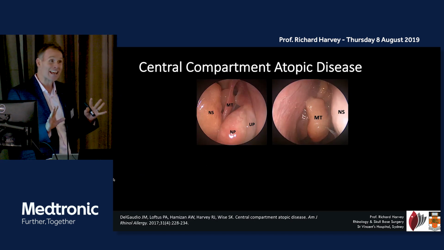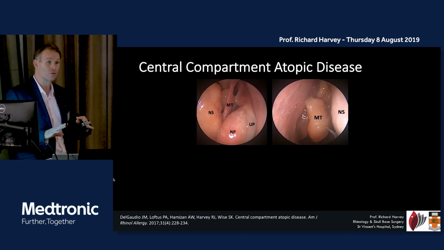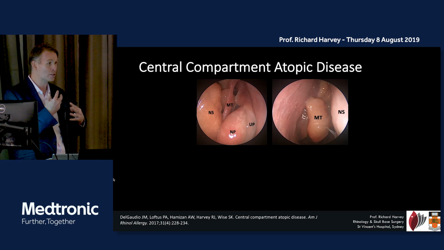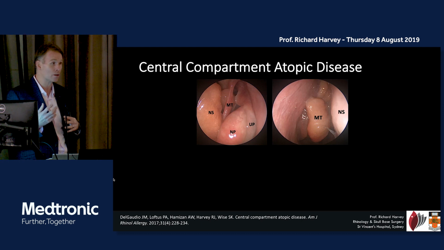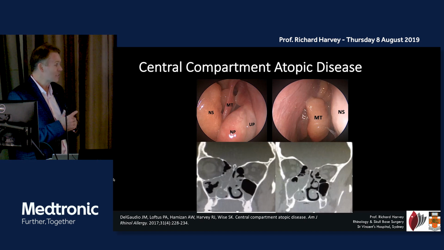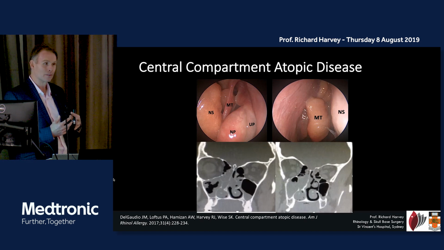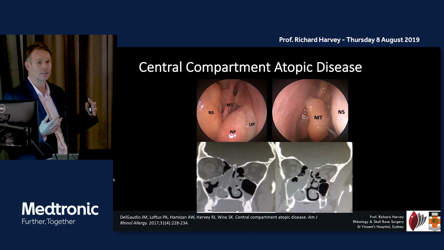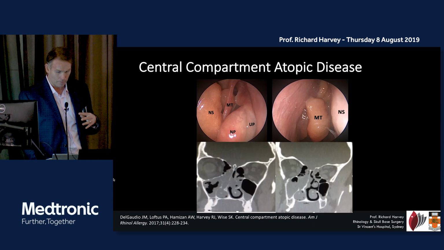Now, if you understand that, you'll understand this new description of a phenotype which is called central compartment atopic disease. So this is where you could imagine people have so much of this polypoid change around their turbinates and on the septum, and there's an association here with what is referred to as RIA. They then get this pattern on their scans. It's not really sinus disease. All their superior and lateral parts of their sinuses are normal, but all their disease is centered in the middle here. They get a bit of trapping of mucus, but it's all centered in the middle.